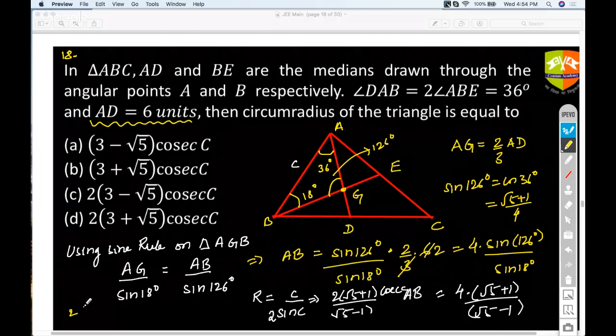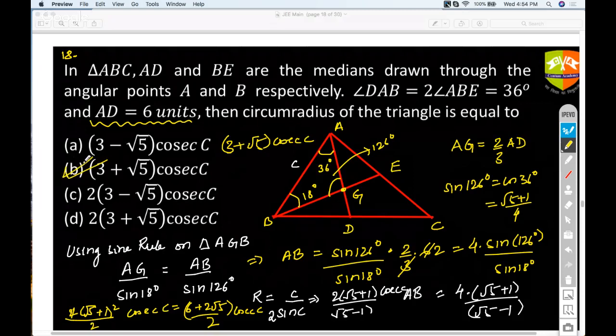So that will become 2 times root 5 plus 1 the whole square by 4. By 4 means 2 cosec C. That's 5 plus 1 going to be 6, 6 plus 2 root 5 by 2 cosec C. That's going to be 3 plus root 5 cosec C. That's going to be option number B is correct.